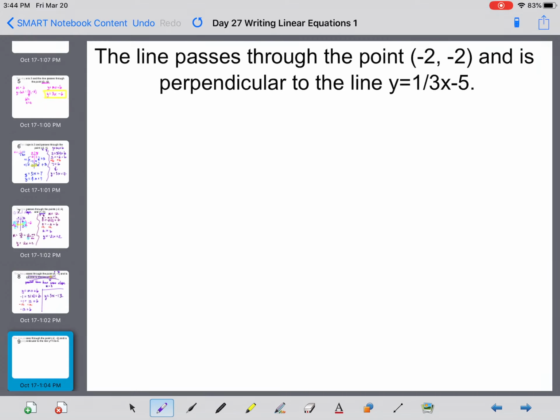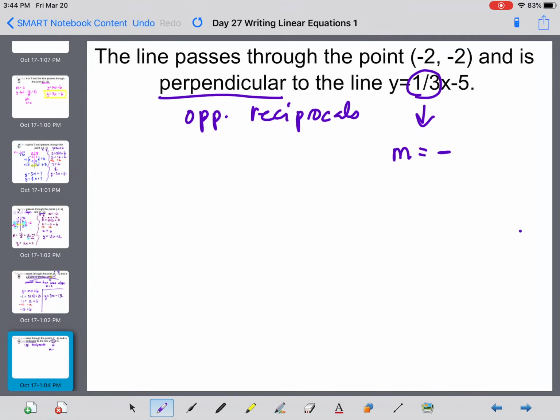Sorry about that, team. All right, so now our last example here is the line passes through the point -2, -2, and is now perpendicular to the line y equals 1/3 x minus 5. So remember about perpendicular lines, we know their slopes are opposite reciprocals. So if this slope is positive 1/3, the slope that we want to use is going to be the opposite sign. So that's going to make that a negative, and it's going to be the reciprocal. So that's going to be 3/1, which we could clean up and write as -3.